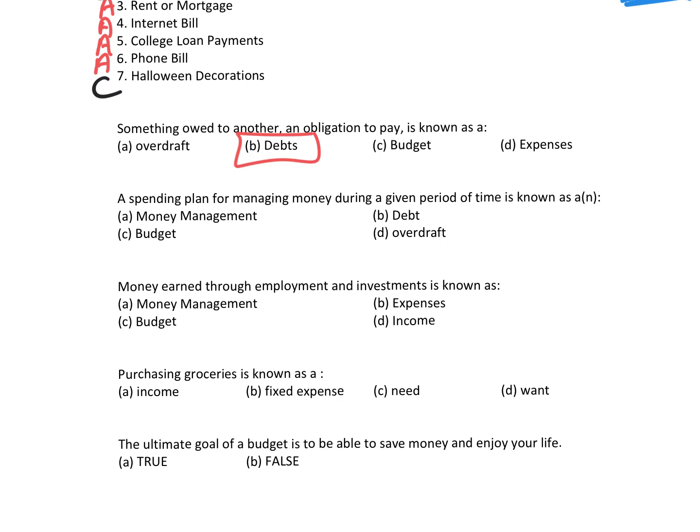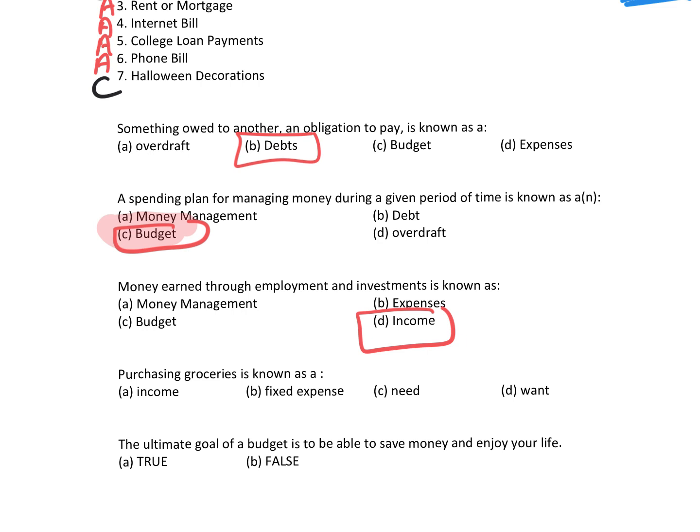A spending plan for managing money during a given time period. That's known as a budget. A budget is your spending plan. Usually you set up monthly budgets. Money earned through employment or investments. Those are known as income.